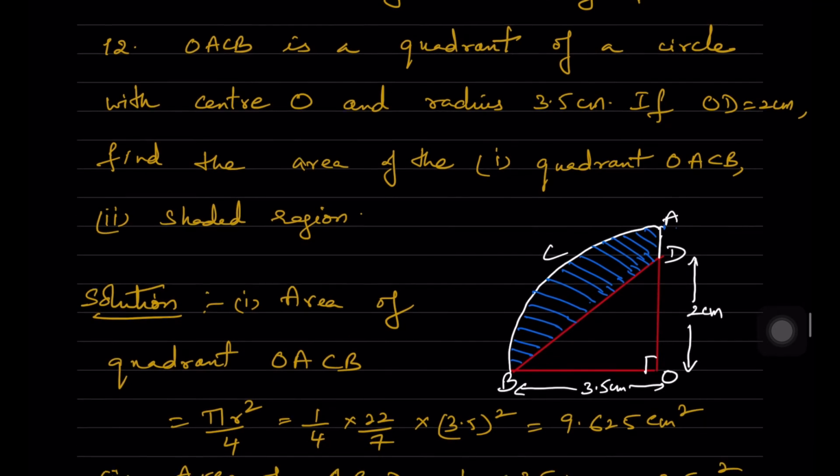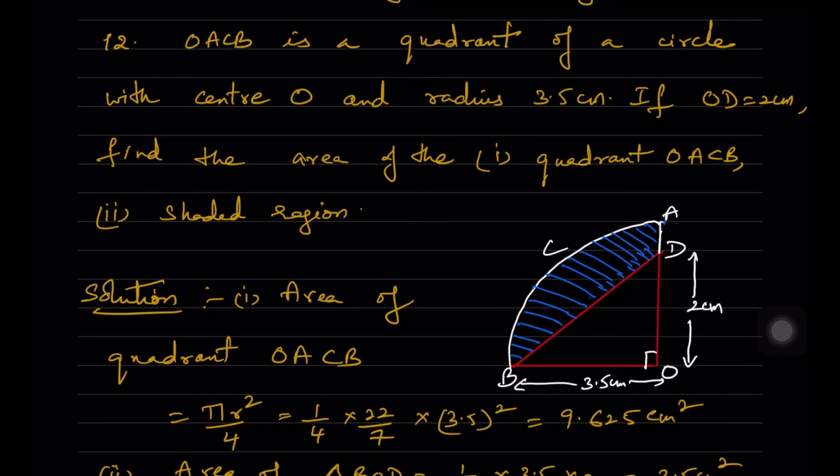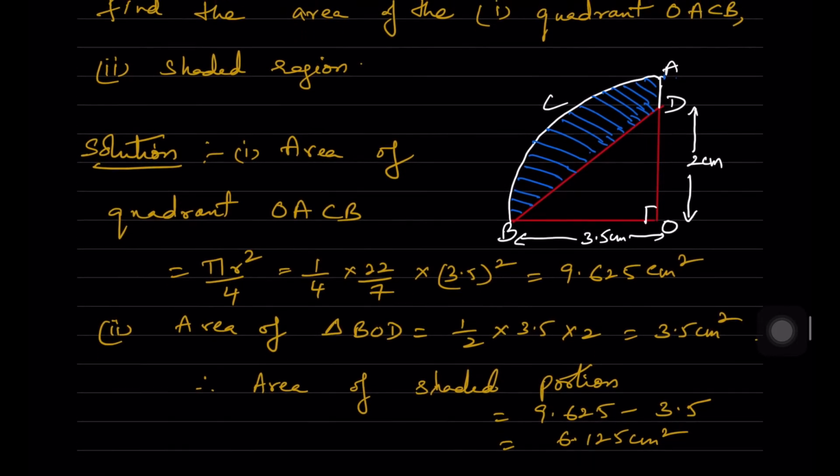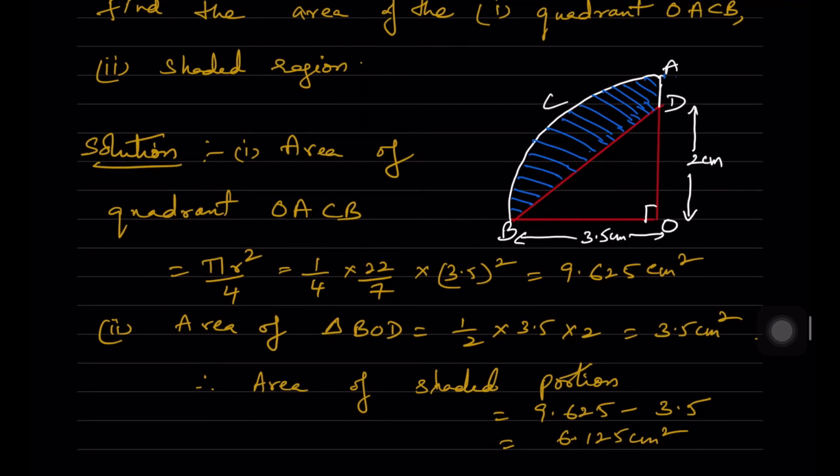So now going into the 12th one. OACB is a quadrant of a circle with center O and radius 3.5 centimeters. If OD is equal to 2 centimeters, find the area of the shaded region. So the area of the quadrant OACB is equal to pi r square by 4, or 1 by 4 into pi r square, which is equal to 1 by 4 into 22 by 7 into 3.5 whole square, because that's the radius of the circle, which is 9.625 centimeter square.